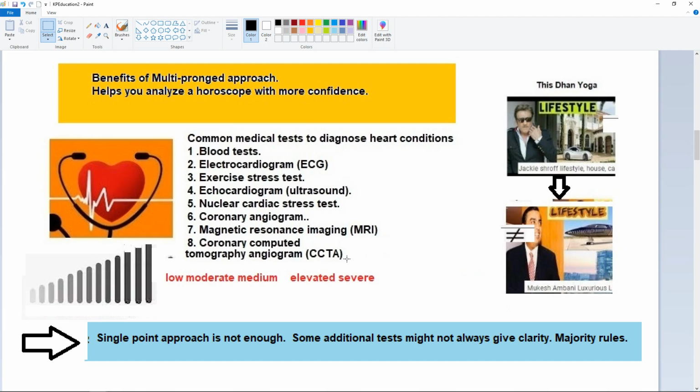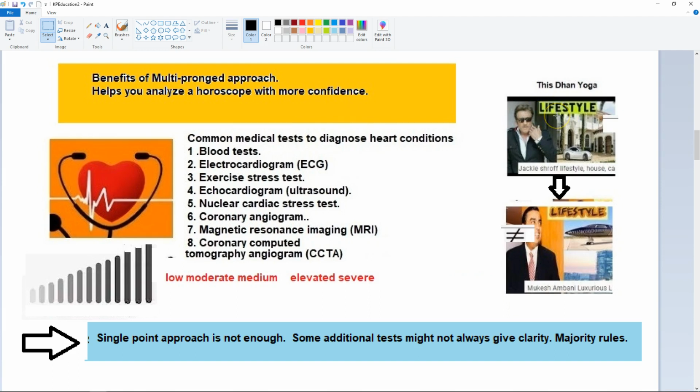In the first place, whether the particular person even has a heart condition or not, that's the first thing. And second, if that person has a heart condition, whether it is a low, moderate, elevated, or very severe kind of heart condition. So the multi-pronged approach helps an expert or a specialist to assess a certain area of life and makes him more confident about making a prediction. The same thing we have to do while judging a horoscope also. While judging a horoscope, we have to take a multi-pronged approach.